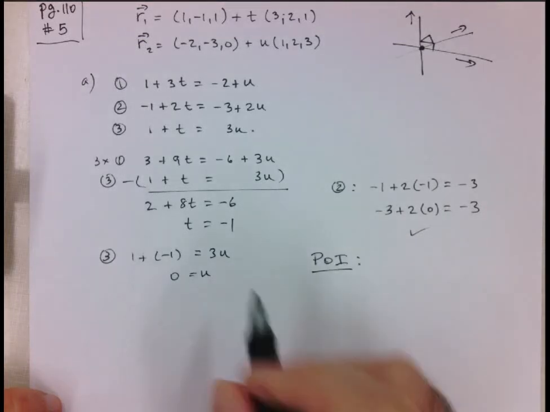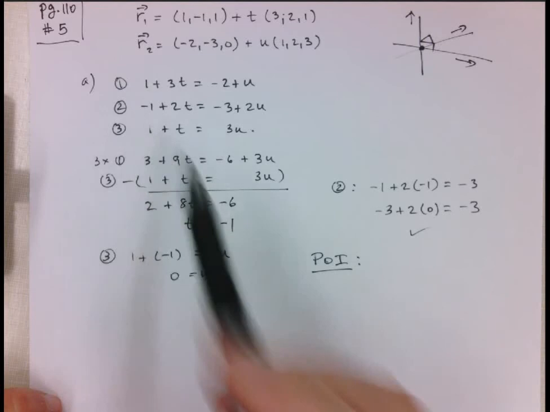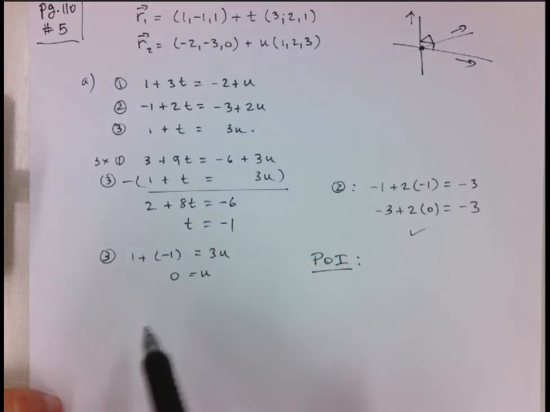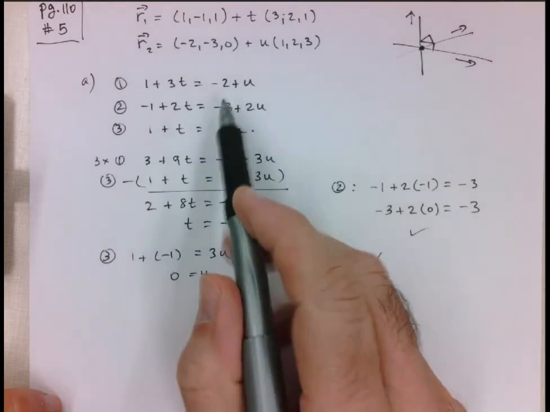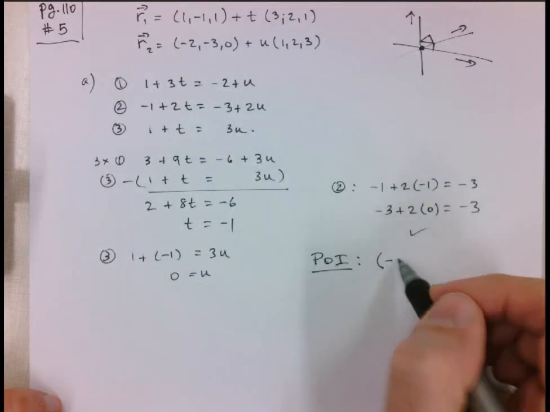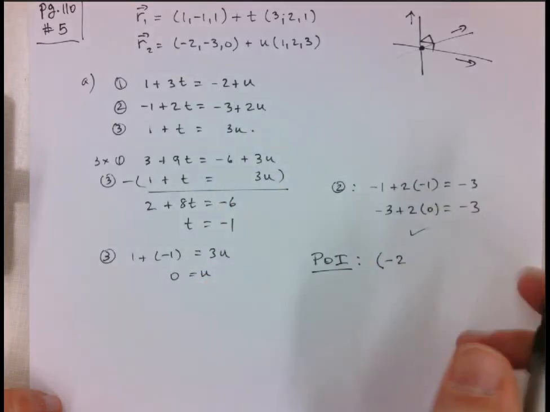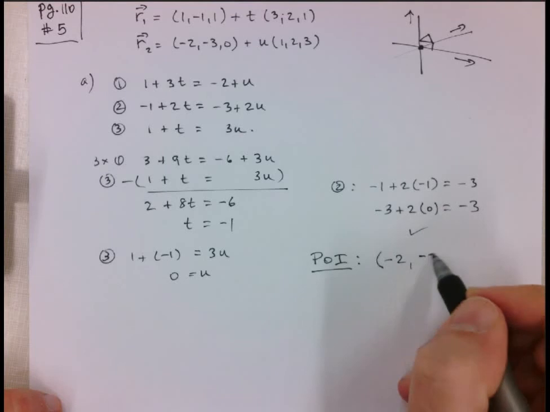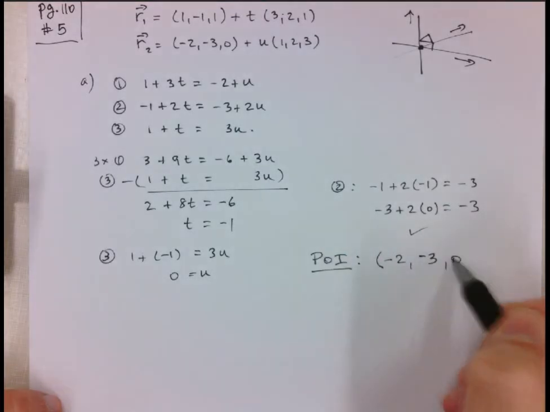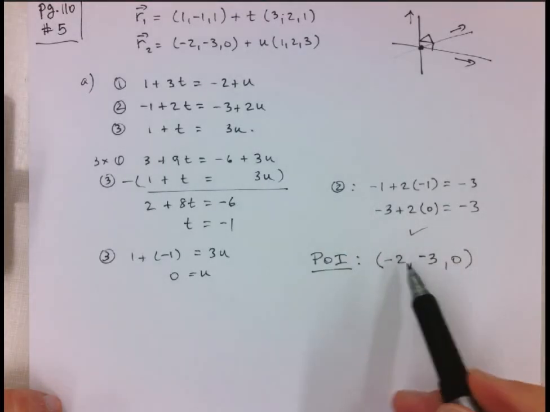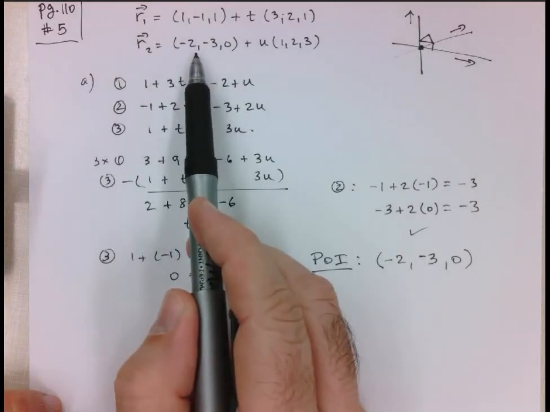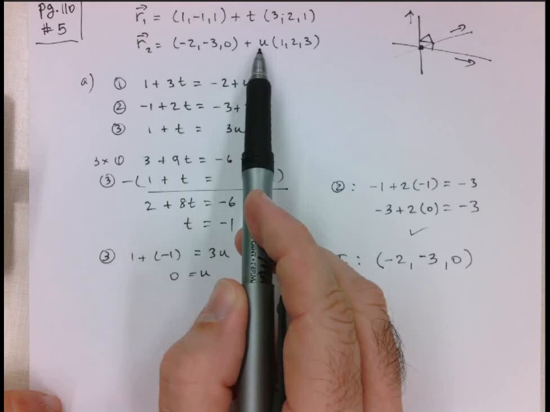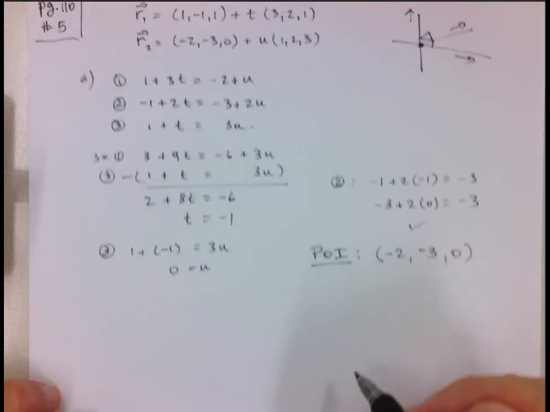In order to find that point of intersection, I just have to plug either t into the first equation or u into the second equation. Since u is equal to 0, I think that's the easier one. So here we have negative 2 plus 0 is just negative 2, and then negative 3 plus 2 times 0 is negative 3, and then of course 3 times 0 is 0. Now notice here, not surprisingly, the point of intersection was actually the given point in R2, because that's what you would get if you chose u to be equal to 0. So we have our point of intersection.